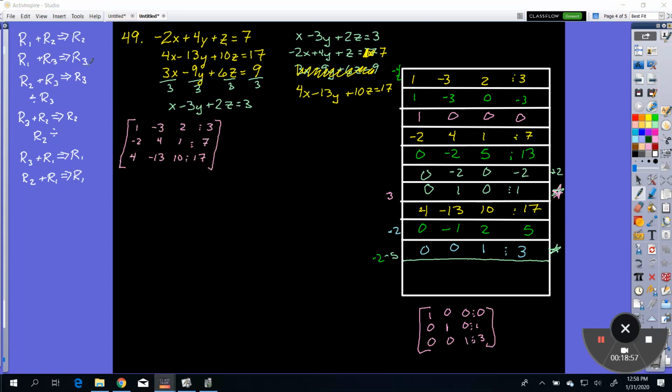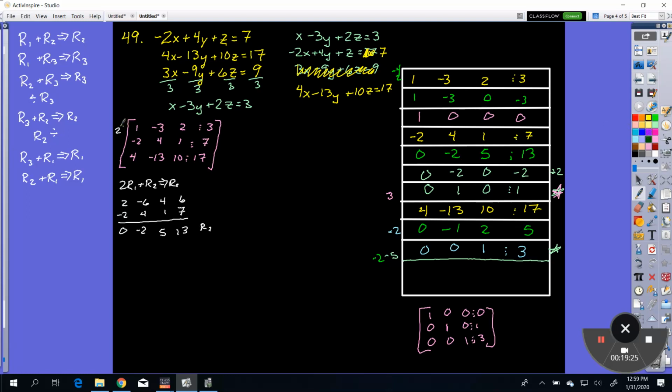So now if I do it writing the steps out, I'm going to multiply this row by 2. So that's 2 times row 1 plus row 2 makes a new row 2. So that's 2, negative 6, 4, and 6. Negative 2, 4, 1, 7. That's row 2. I add those together. I get 0, negative 2, 5, 13. That's my new row 2.